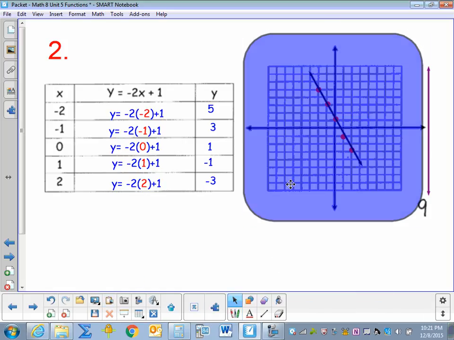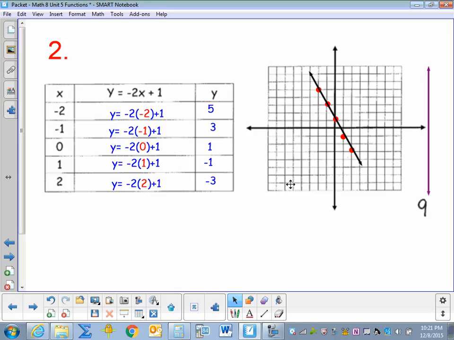So your graph should look like this. And again, you could take your pencil or a vertical line and pass it through the graph, and at any point it only hits the graph at one place, so it passes the vertical line test, so it is a function. And again, we knew it was a function because our x values did not repeat.